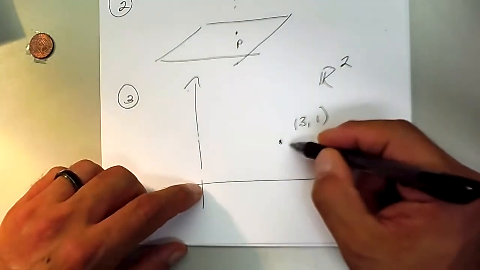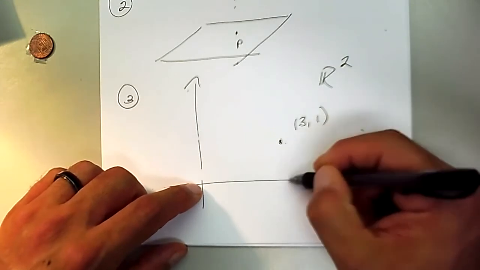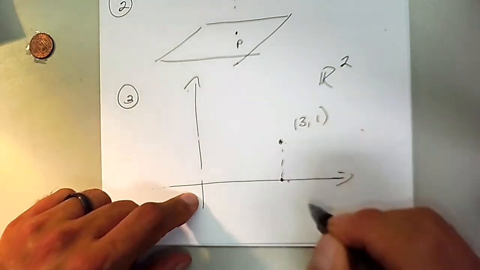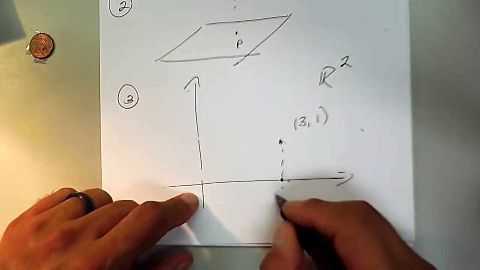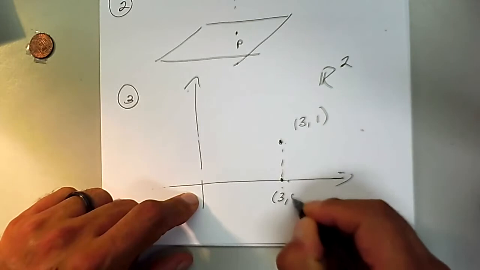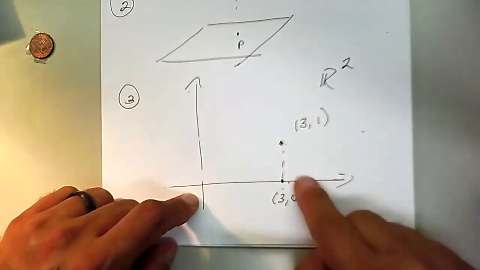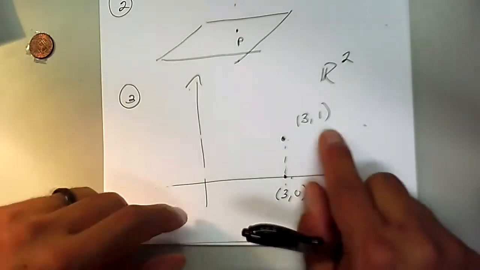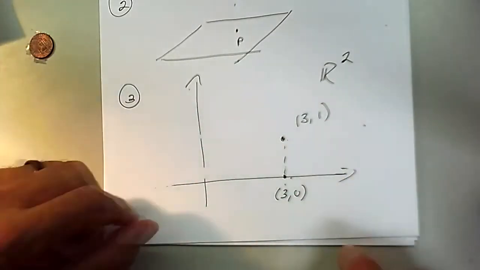So projecting this onto this line will be this point. And what are the coordinates of that point, by the way? 3, 0. So projecting onto the x-axis is super easy. Just erase the second coordinate and voila, we're done.